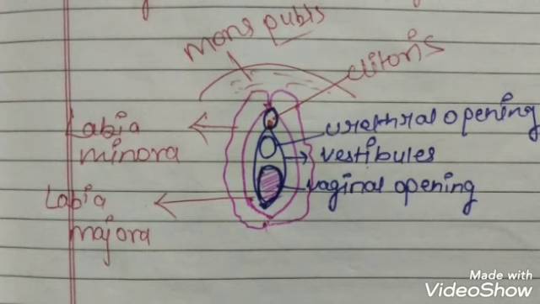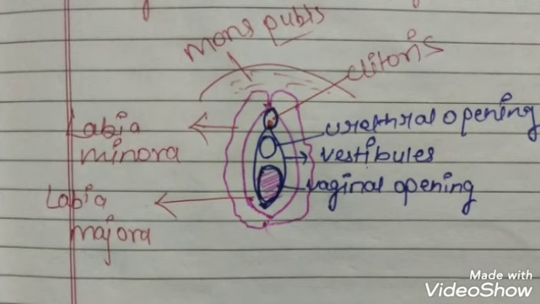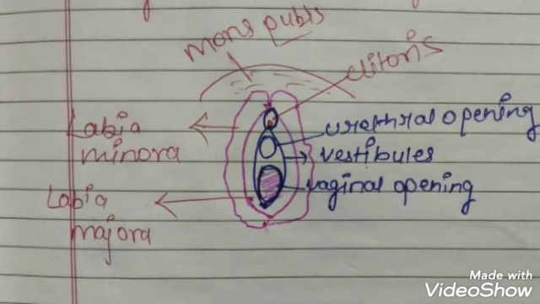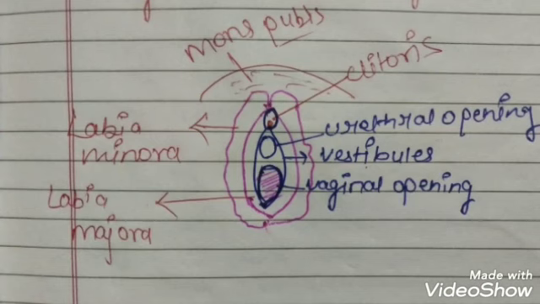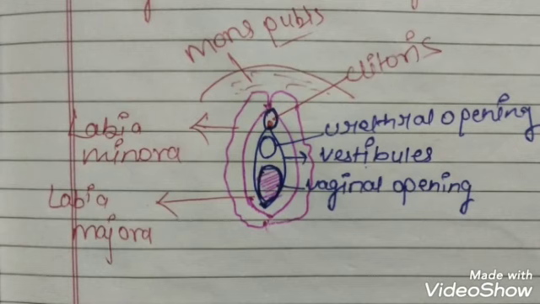This is all about the human female reproductive system, its internal and external structures. After this topic we will learn about the mammary gland. In that topic we will learn about the hormones related to oogenesis, that is formation of ova, and afterward we will learn about spermatogenesis.